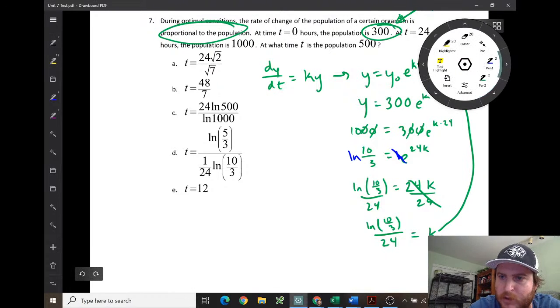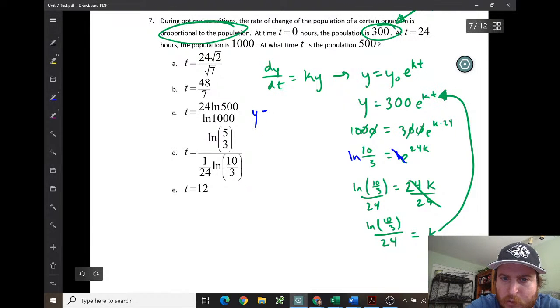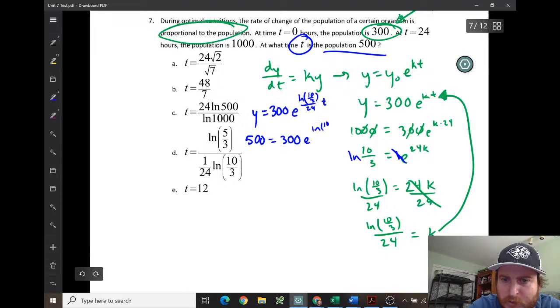I'm going to use a different color. So now we have y equals 300 e to the ln of 10/3 over 24 times t. And then we want to see at what time t is the population 500. Remember, the population were our y's. So we're plugging in for y, and we're trying to solve for the t. This gets really, really messy when we're doing it by hand. This is much easier when you're doing it on a calculator.